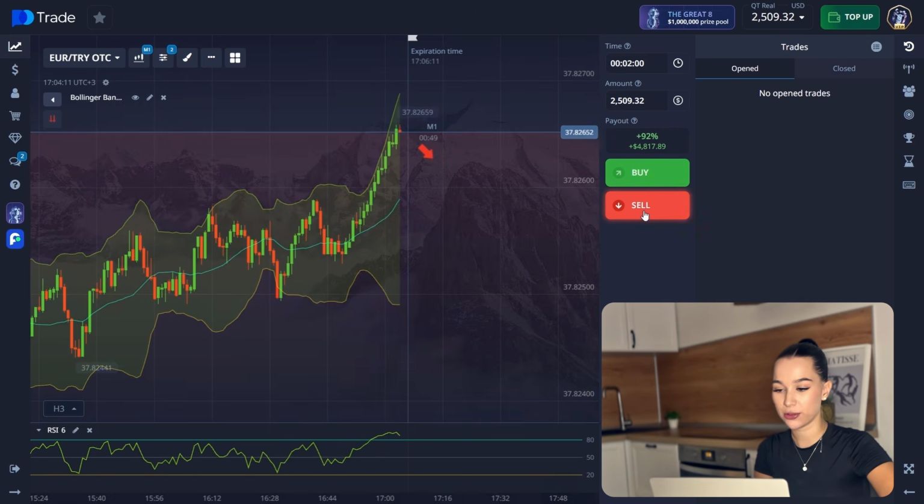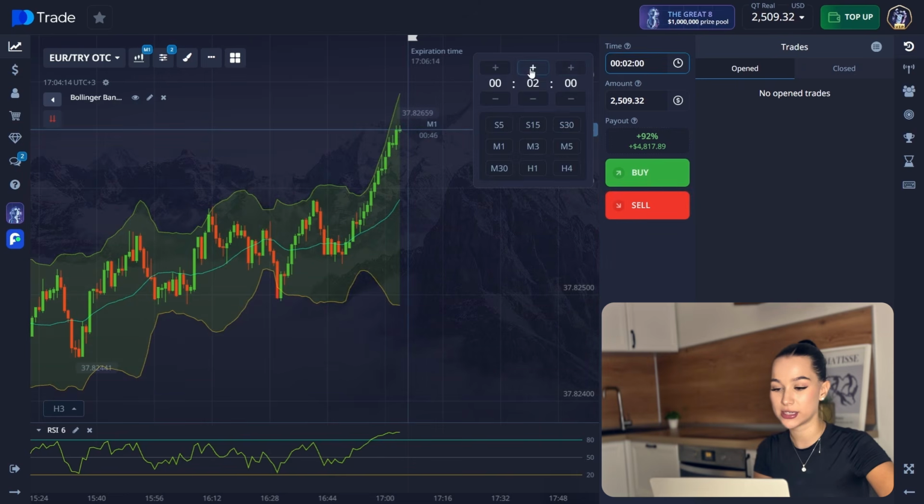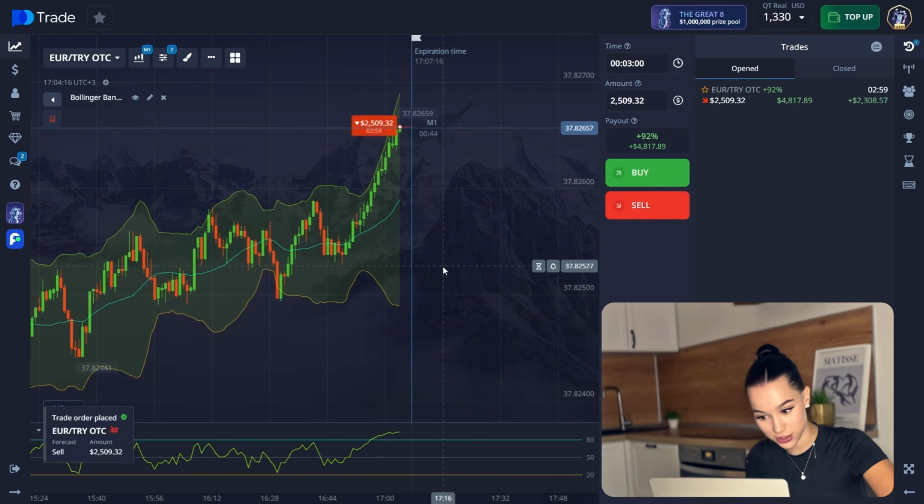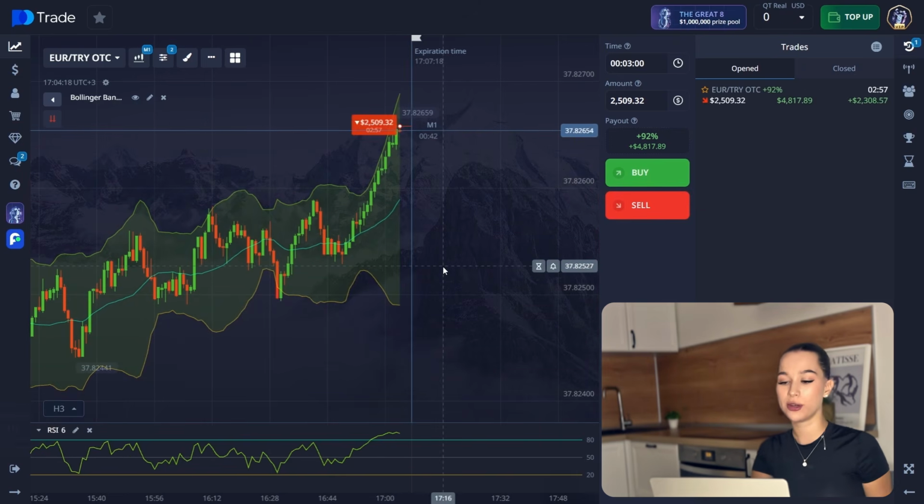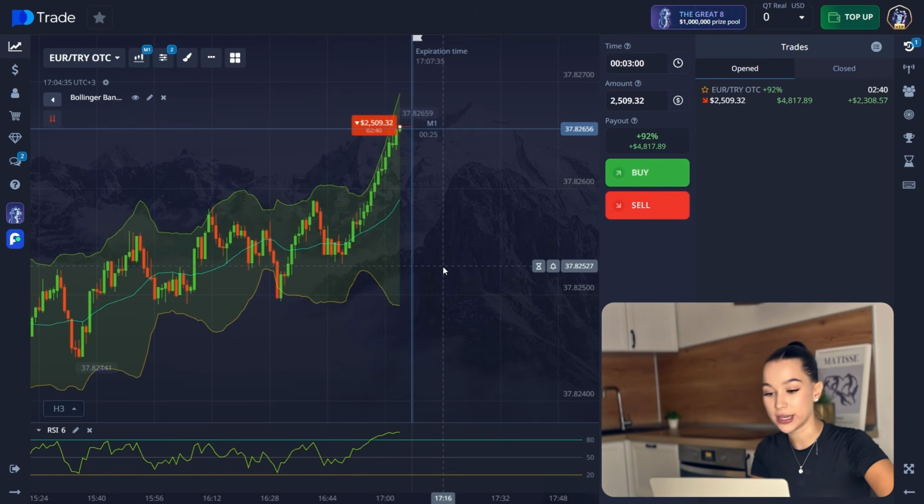So let's change our time of the expiration to 3 minutes, and we open here a sell trade for $2,509. Before we open a trade, we observed a powerful upward impulse that moved almost vertically. And this is a classic scenario for looking for a sell entry point after an extreme rise. Why? Because the market always breathes, and after a sharp upward impulse, a downward correction usually follows.